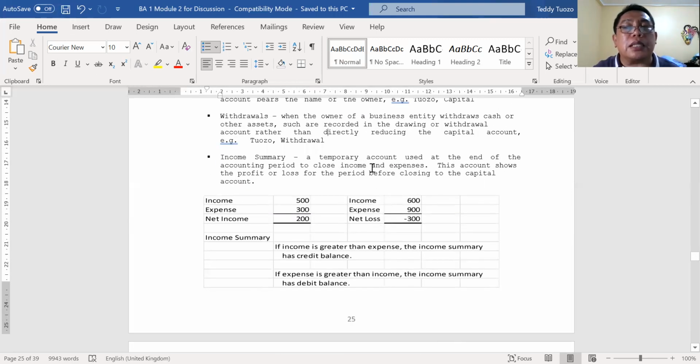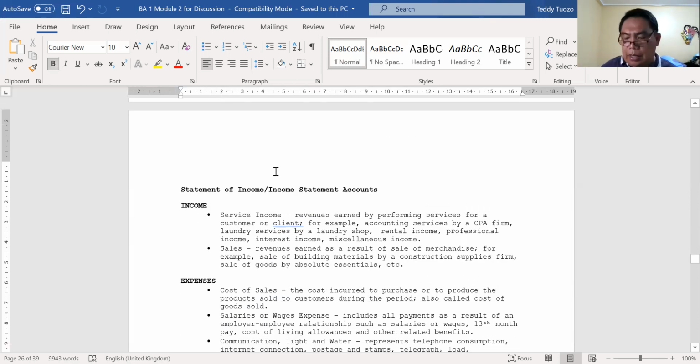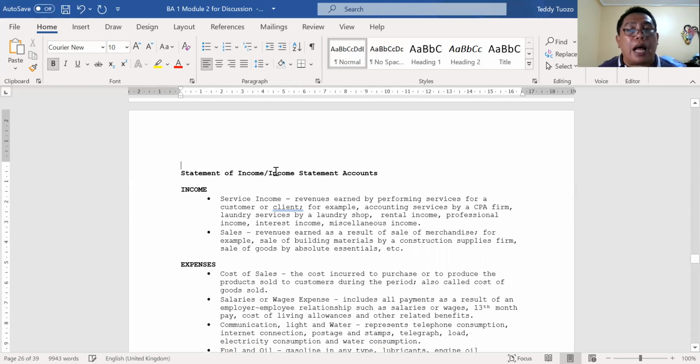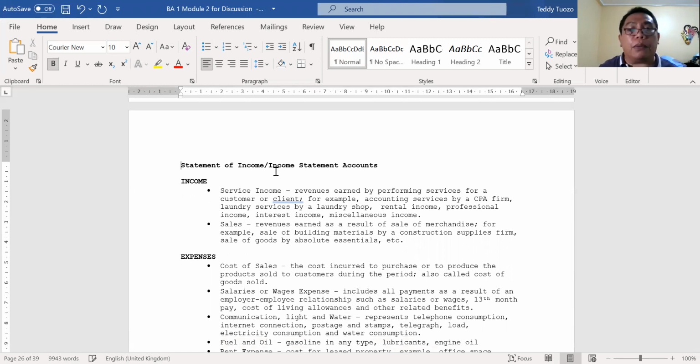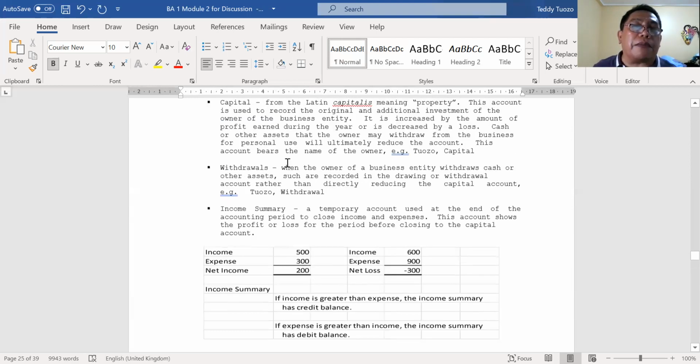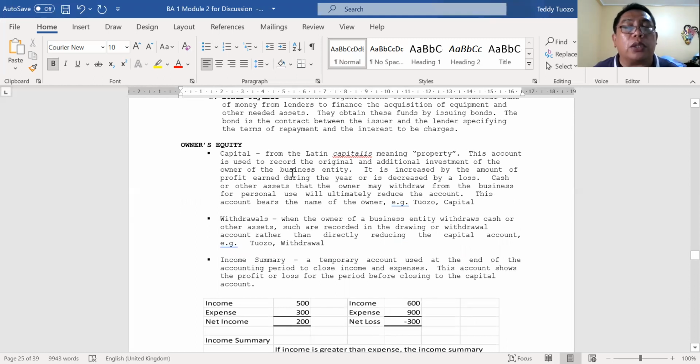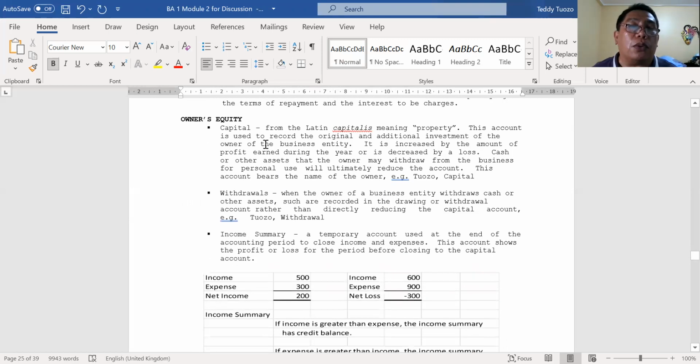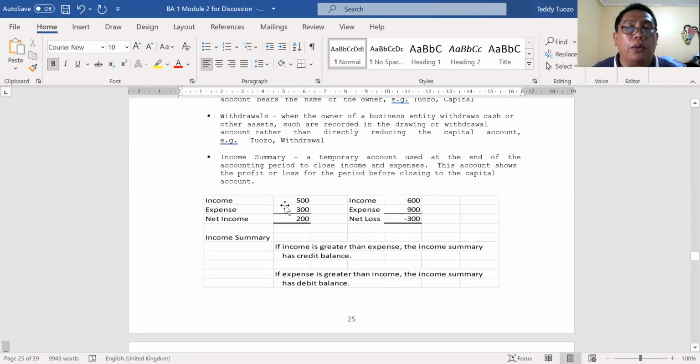Income summary. This is a temporary account used at the end of the accounting period to close income and expense accounts. The elements of the statement of income will follow next, but remember that when we analyze the expanded owner's equity, it includes these accounts. The income summary may have a debit balance or a credit balance depending on the situation.